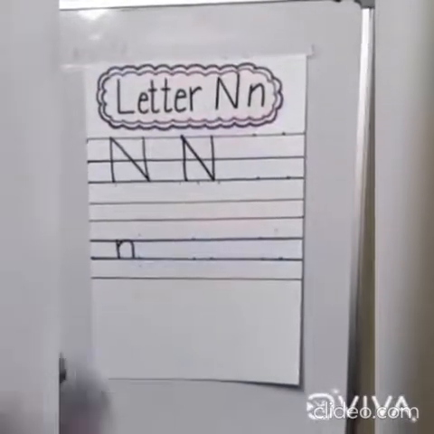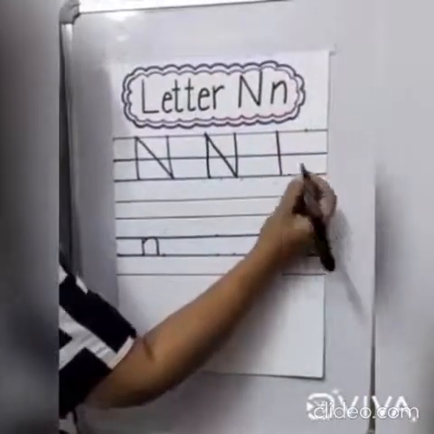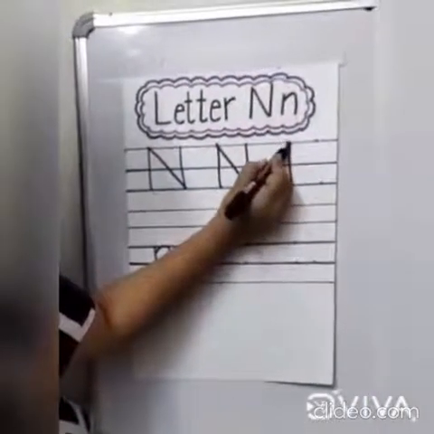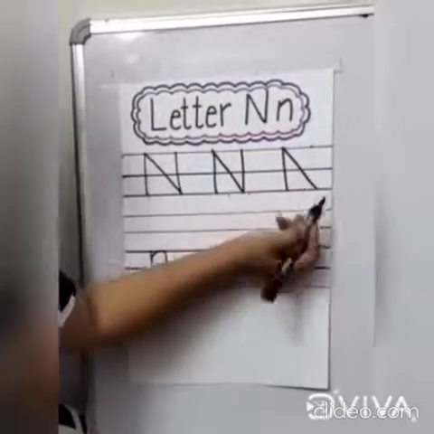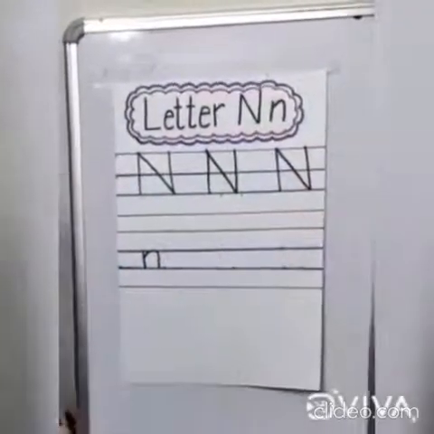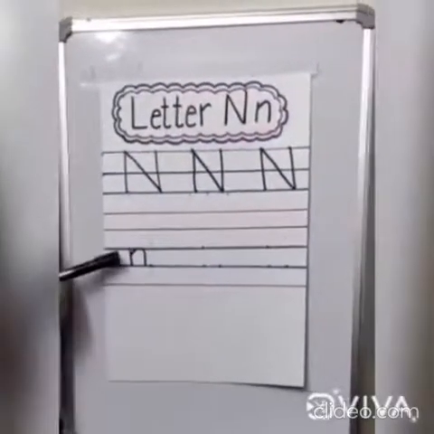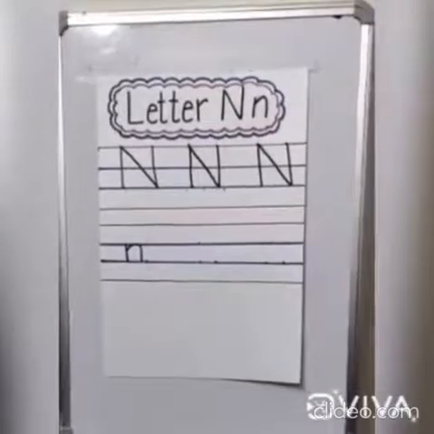Now let's see it one more time. Make one standing line. Then make one slant line and then one more standing line. So this is uppercase letter N. Now let's see how to write lowercase letter N.